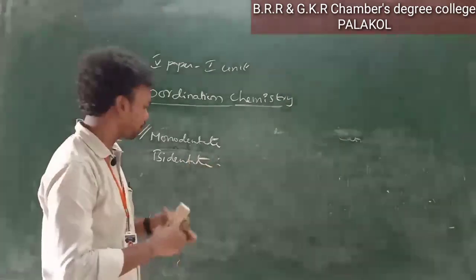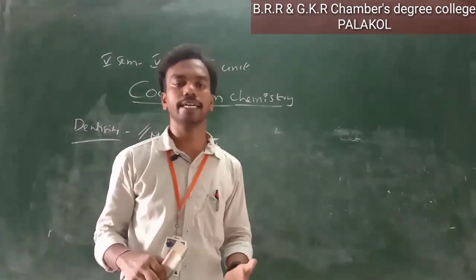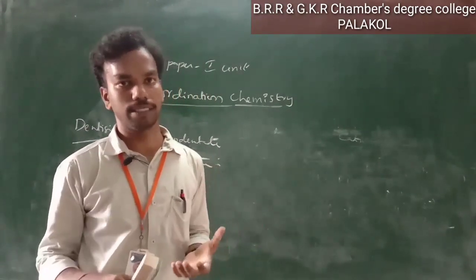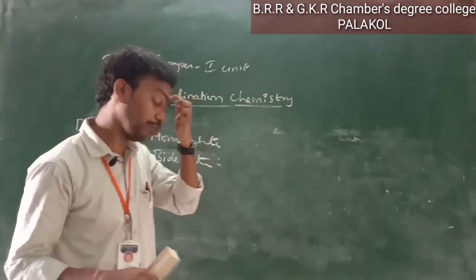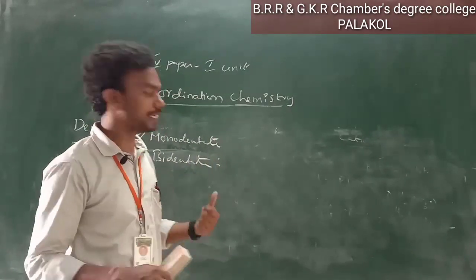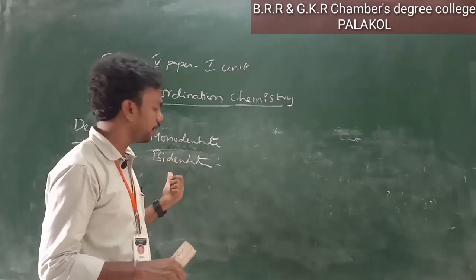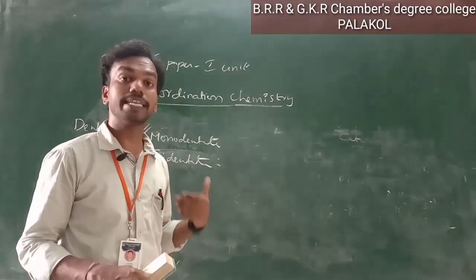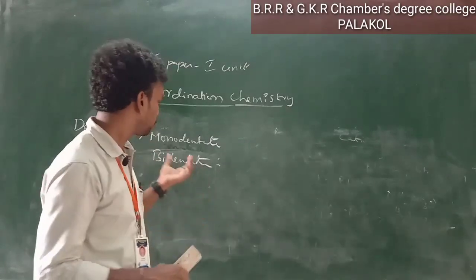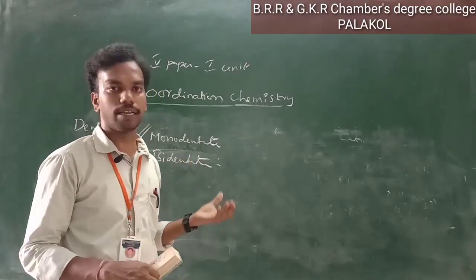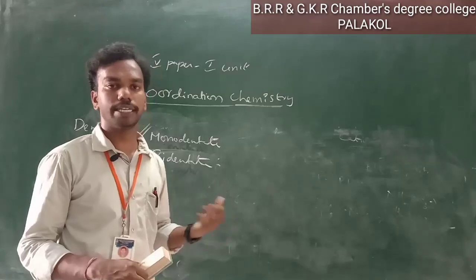So bidentate ligands, tridentate ligands, tetradentate ligands, all these are polydentate ligands, which are donating more than one lone pair of electrons. If it is donating two lone pairs of electrons, that is your bidentate ligand. If it is donating three lone pairs of electrons at a time, that means it has three donor sites, right? So that is a tridentate ligand. If you have four donor sites, that is a tetradentate ligand.